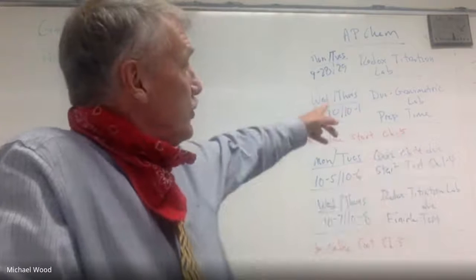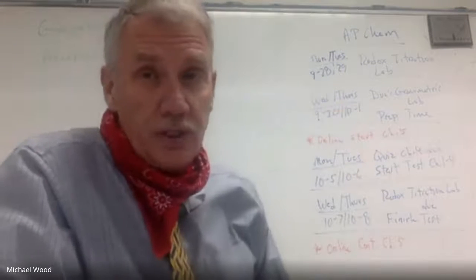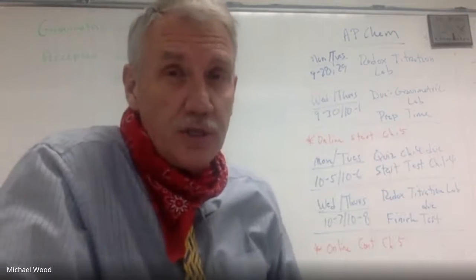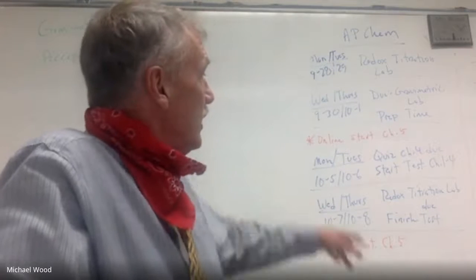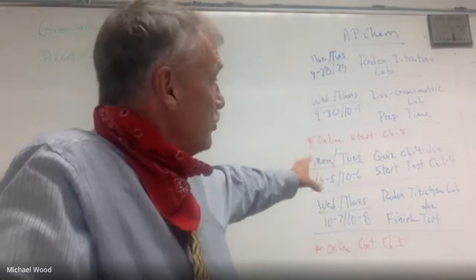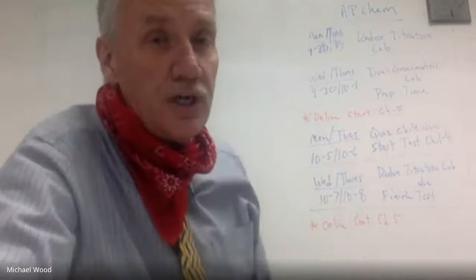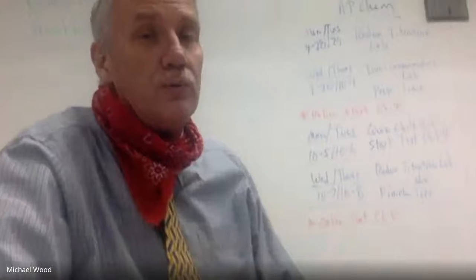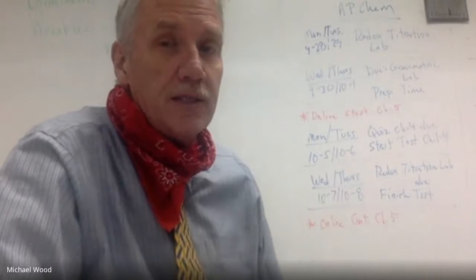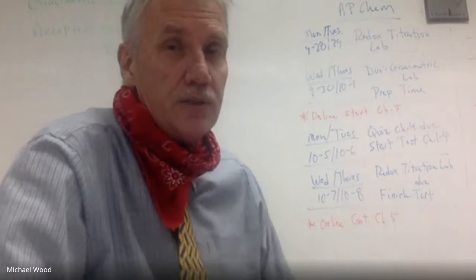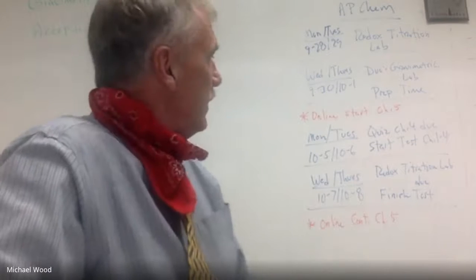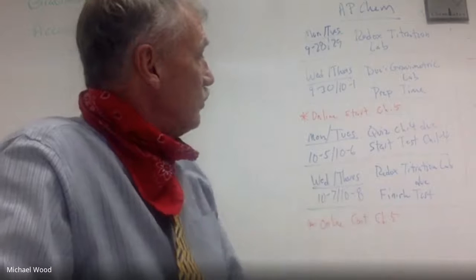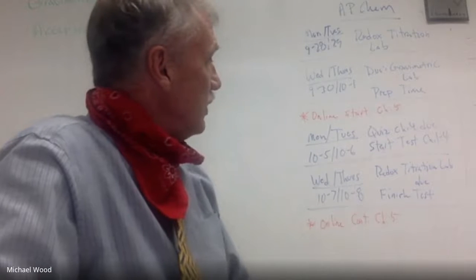What's due on Wednesday, Thursday is the gravimetric lab, and you'll have time if you need to finish it. It's going to be mainly a work time on Wednesday, Thursday, and then next week, Monday, Tuesday, we're going to start Chapter 4. The quiz for Chapter 4 will be due Monday, Tuesday. And the test we're going to break down into two parts. We'll do the first part, pretty much all free response, on Monday, Tuesday. Then we'll finish the test on Wednesday, Thursday, and the redox titration lab will be due.